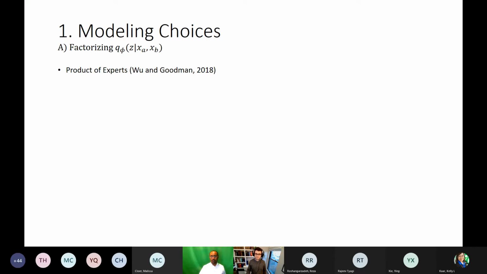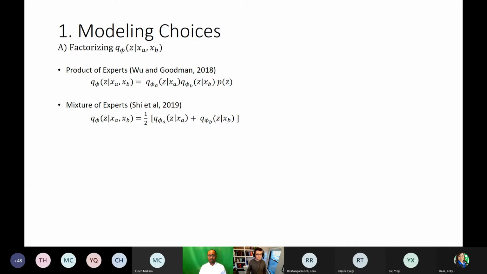And so that comes from Product of Experts, which is the Wu and Goodman paper, which talks about basically thinking of it as a product of within domain encoders. And that's different from looking at a mixture of experts, which is really about considering the joint as really a function of the individual domain-specific encoding network. So it's some weighted combination. In this case, it's a straight average that we're looking at.